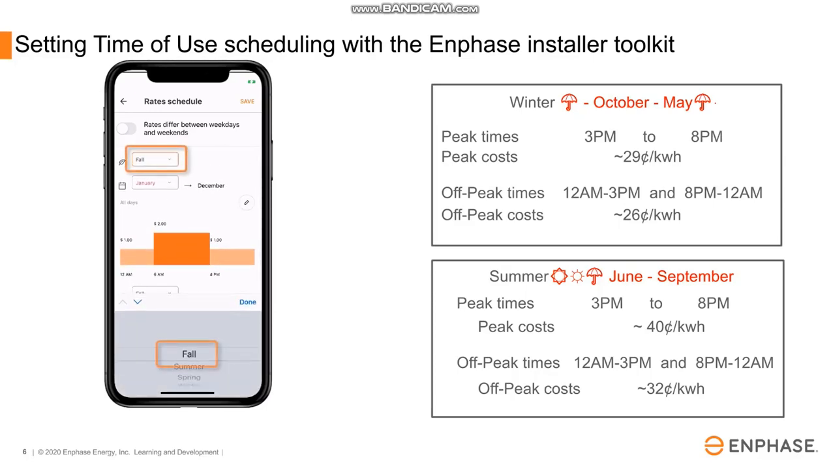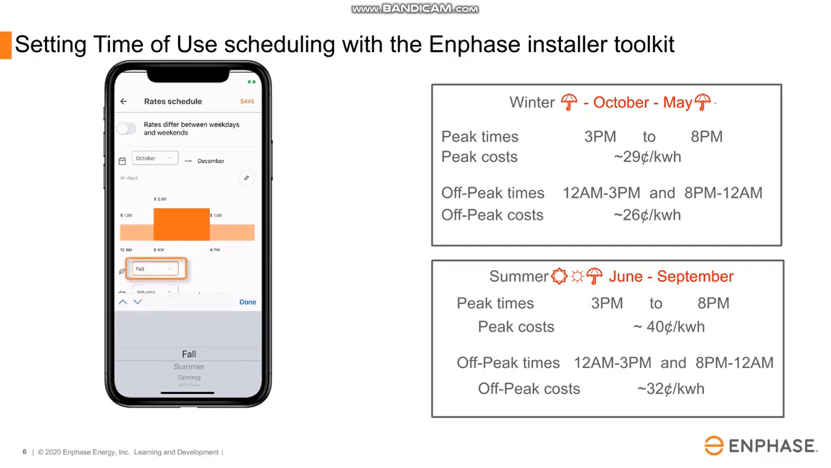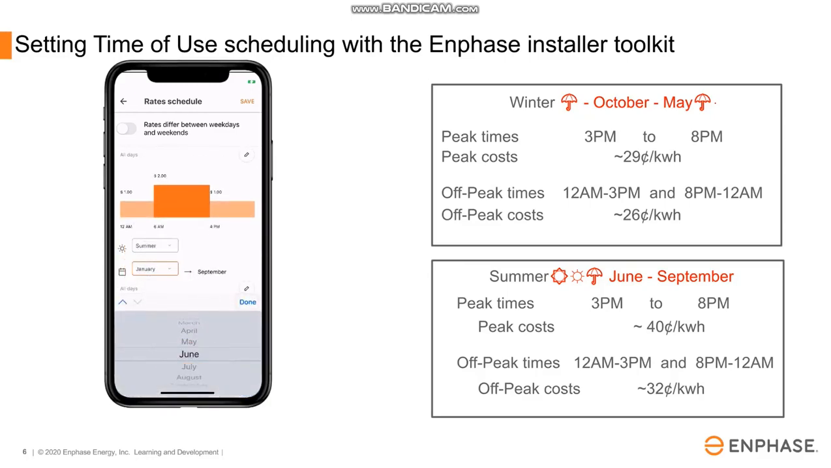Select the first season by tapping on the Season selector and choosing the season. We will select winter for our example. Tap Done and then select the starting month of the season. For our example, we will select October. Tap Done to set it. Now let's set the next season. Tap the season selector for Season 2 and select Summer. Then set the starting month for summer as June. Tap Done after all selections are set.